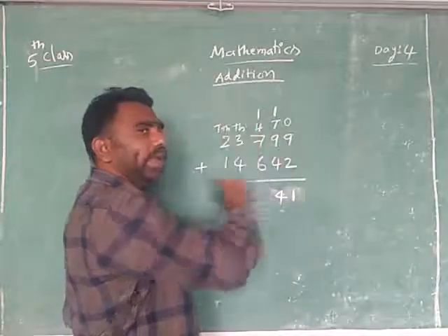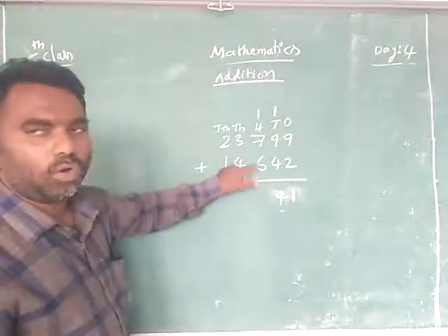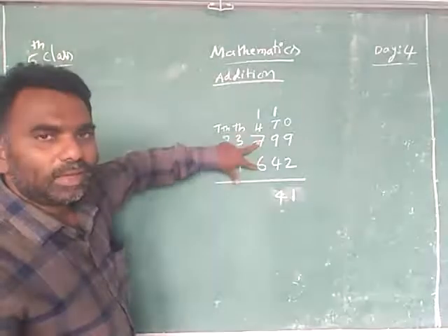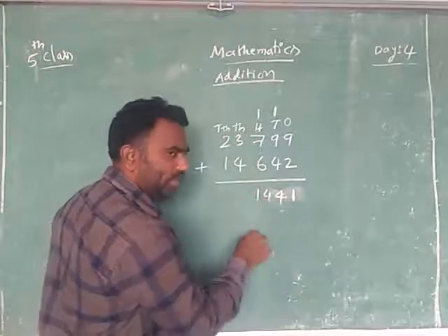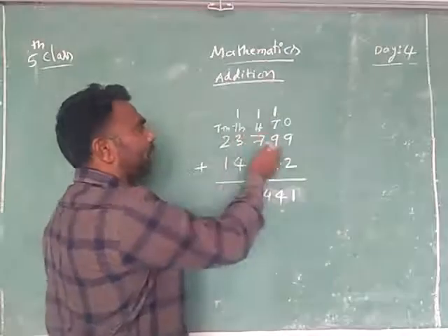7 and 1, 8. 8, take 2, 10. Remaining 4, 14. 8, 10. Remaining is 4. 10, 4, 14. Will you write 14 like this? No. Only we will write 4 and we will give the carry for the another level.